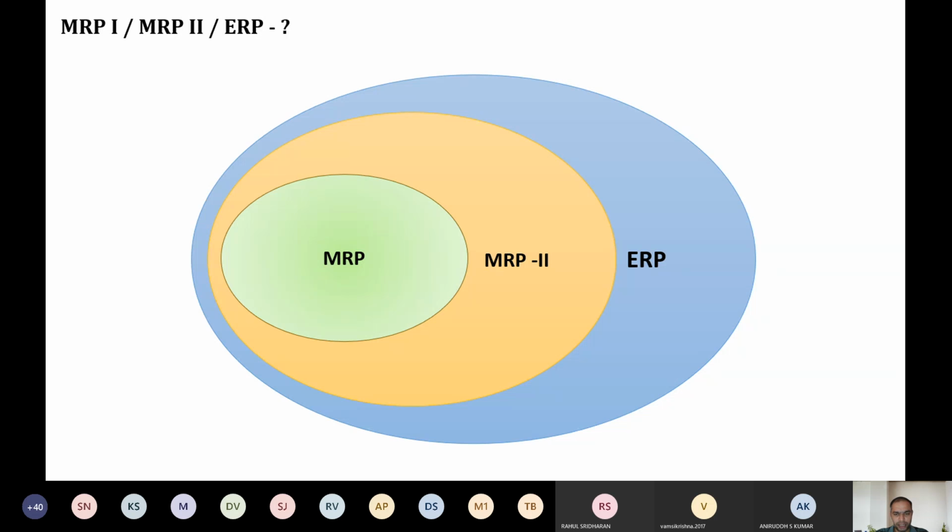Any guess? The ERP what you are using? Mobile phone. No. You are using VTop, right?